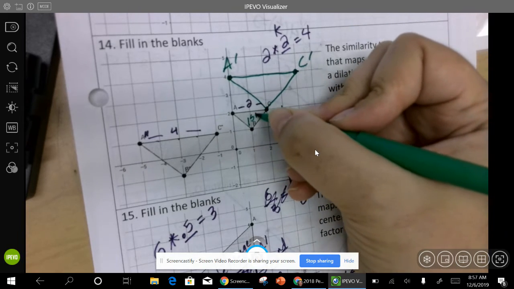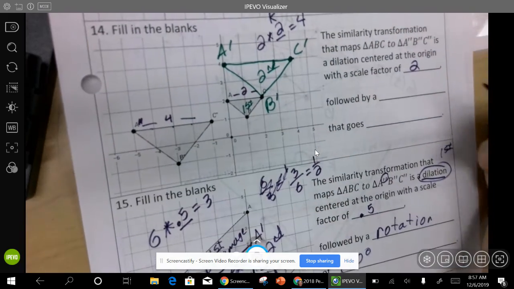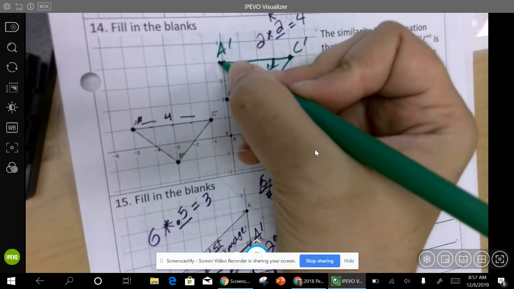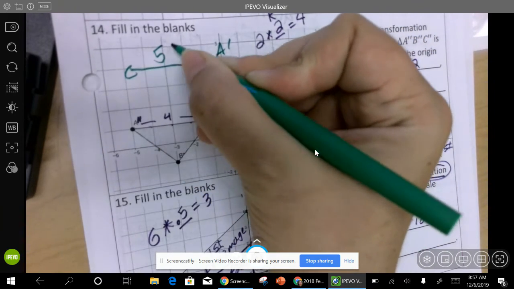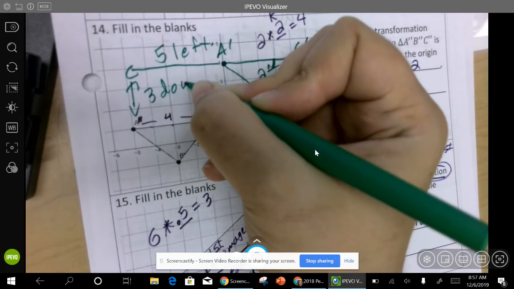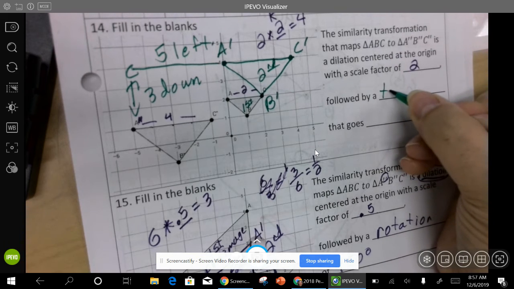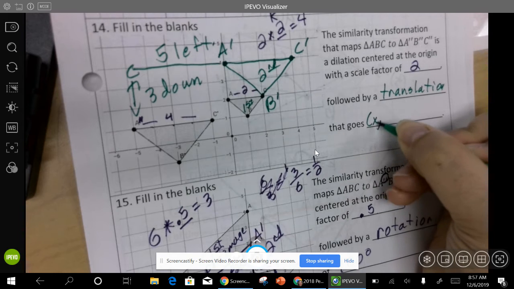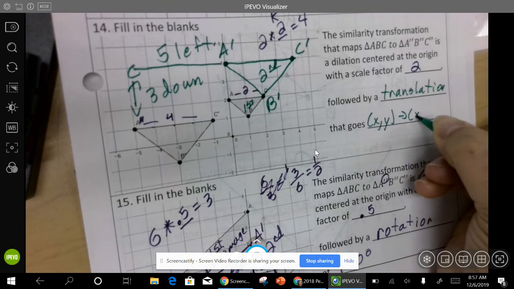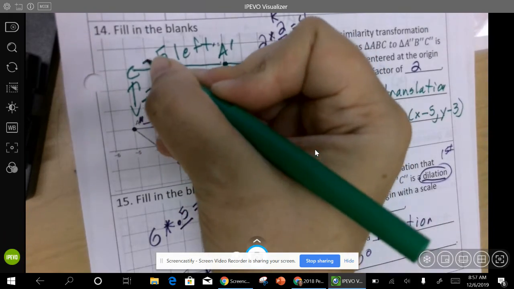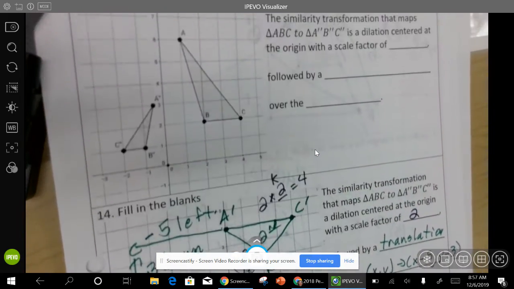Okay, so I start with this. This is second. Okay, and then it asks, so what do we do? So I look at it and I go, okay, I'm going to do a translation. So I'm going to go 5 left and 3 down. So it's a translation. So slide. And our rule for that is going to be -5, we went left, and we went down 3. Okay, so remember, down is minus, left is also negative. Okay, so we're subtracting both of those.